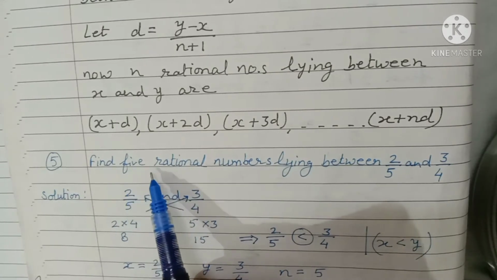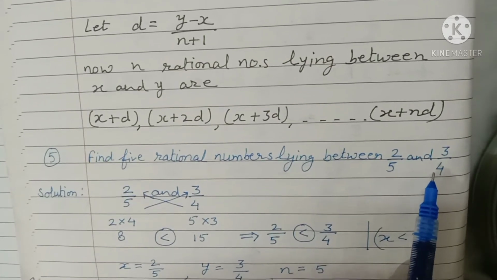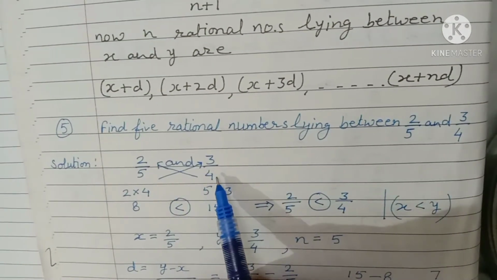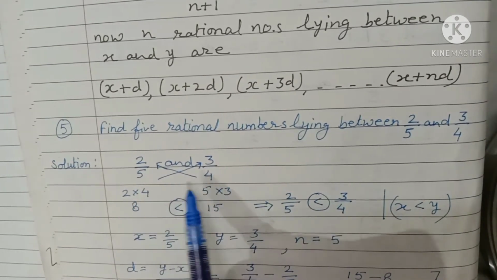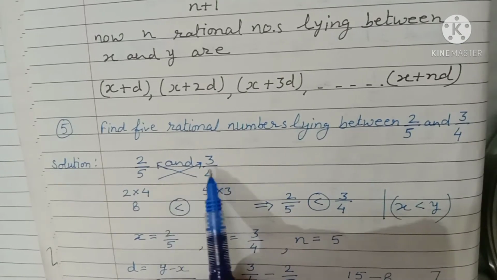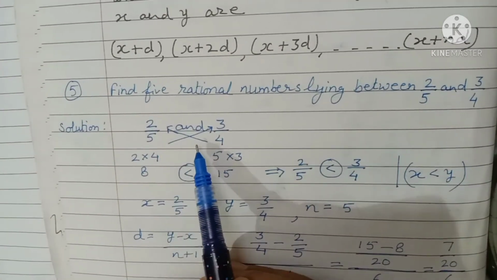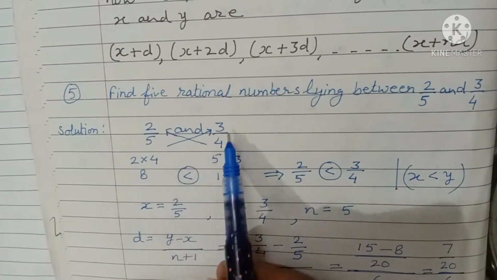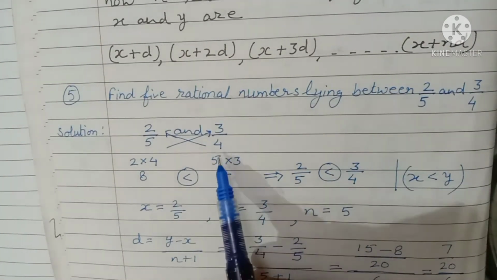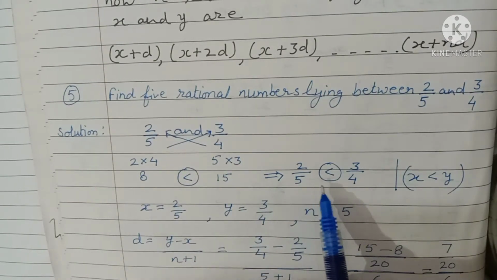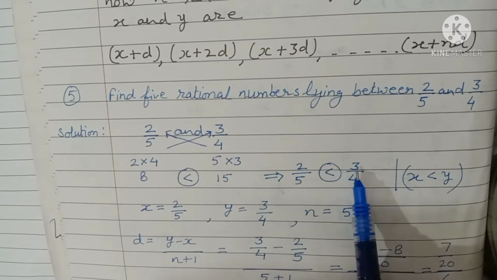Question number 5: find 5 rational numbers lying between 2 upon 5 and 3 upon 4. First we have to decide which rational number is greater. So cross multiply: 4 twos are 8 and 5 threes are 15. So 3 upon 4 is bigger, and 2 upon 5 is less than 3 upon 4. We will use 2 upon 5 as x and 3 upon 4 as y.